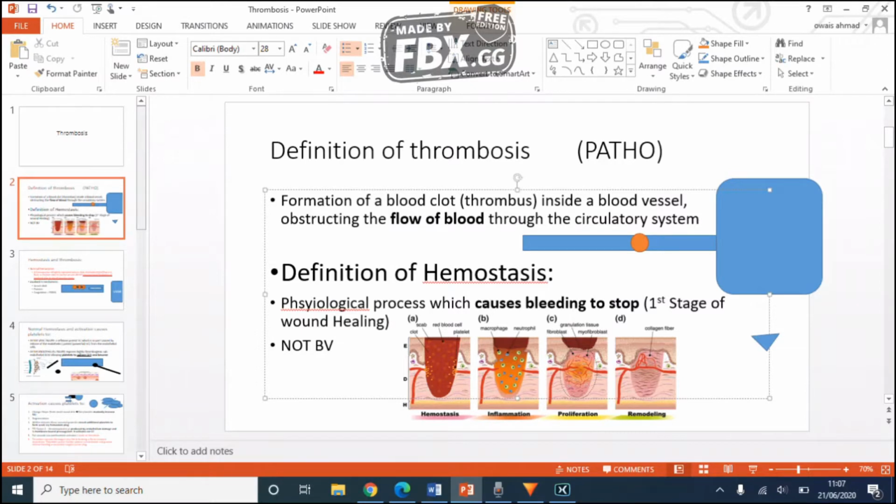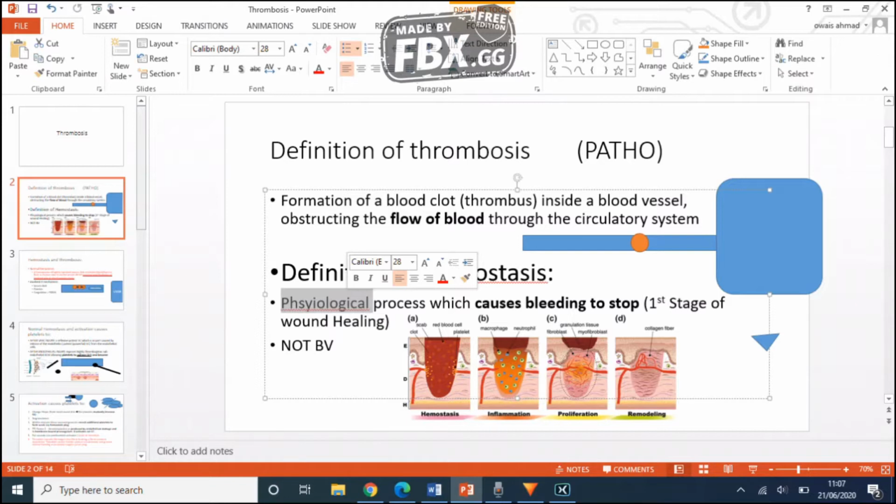Now the second thing is the definition of hemostasis. Hemostasis has a lot to do with blood clotting. Hemostasis is basically a state in which, if there is some sort of injury, your body is able to respond to it. It's a physiological process, not pathological at all, and it causes the stopping of bleeding and the first stages of healing.